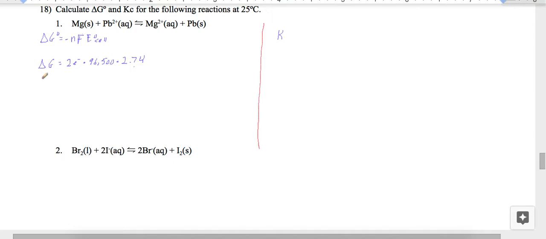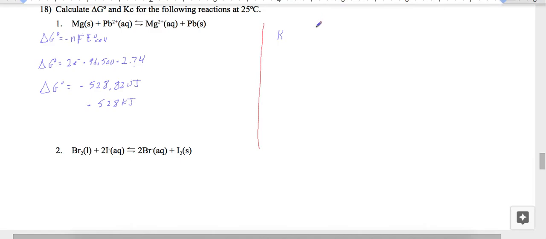So then the final delta G value is negative 528,820 joules, or negative 528 kilojoules. All right, and now we have the other part.